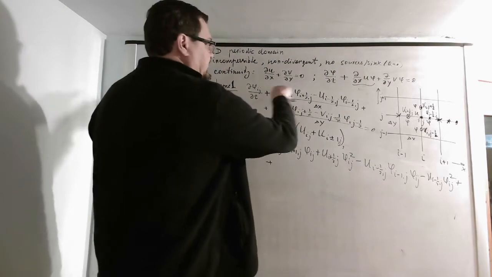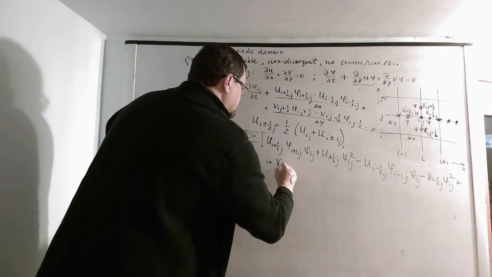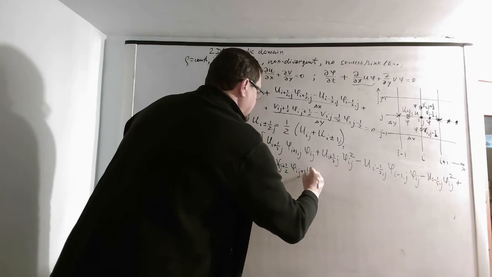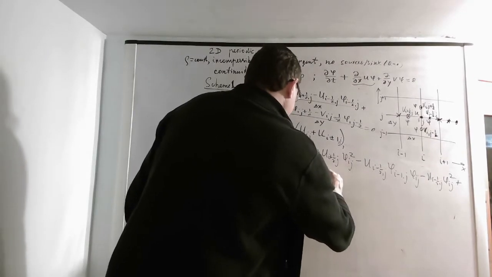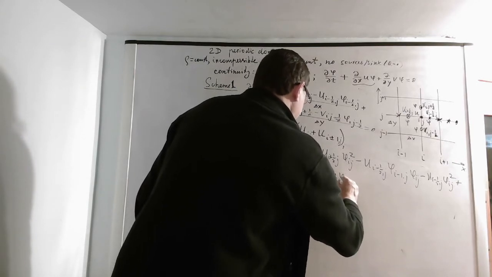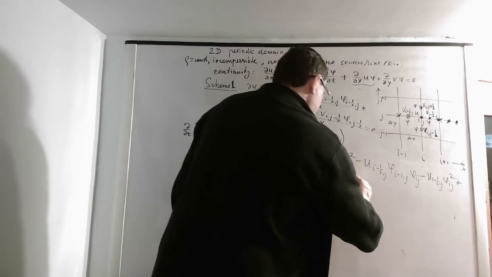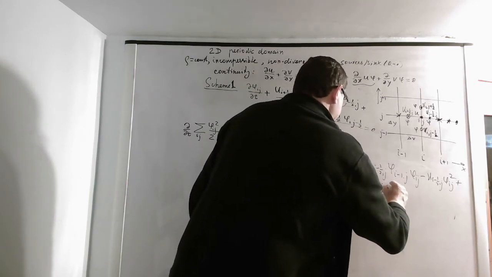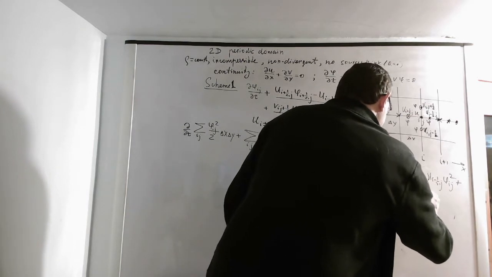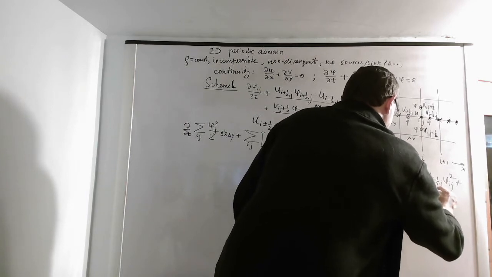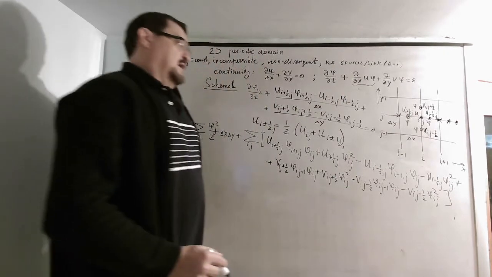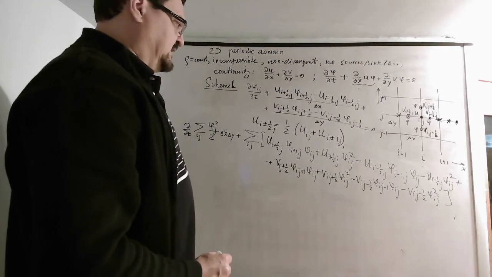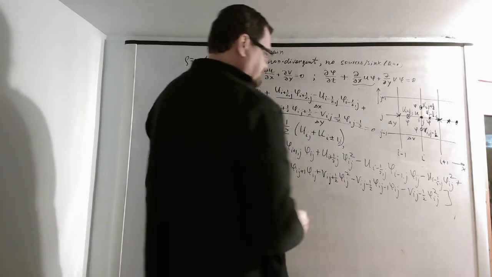Plus, so we took care of these guys, v i j plus 1/2 phi i j plus 1 phi i j plus v i j plus 1/2 phi i j squared minus v i j minus 1/2 phi i j minus 1 phi i j minus v i j minus 1/2 phi i j squared. Oh, messy. Lots of terms. Okay, now let's see. We're not going to touch terms with phi i j squared right now.